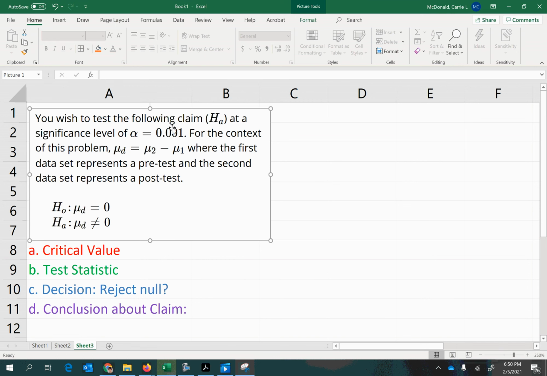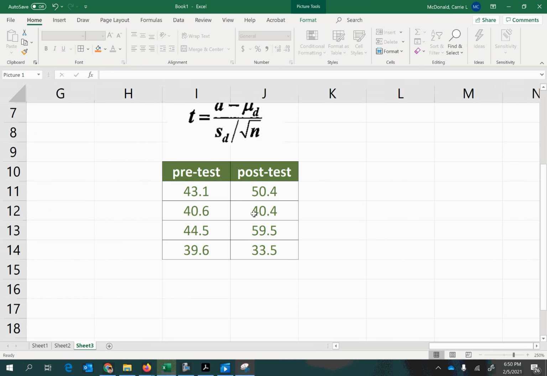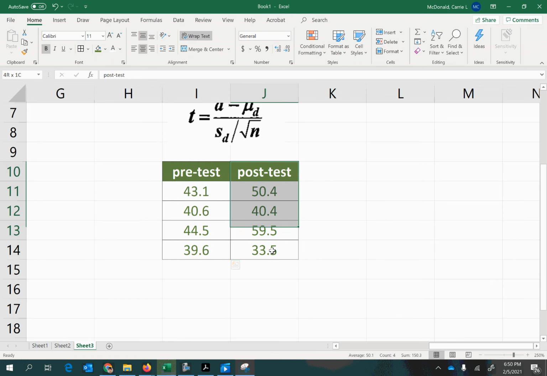You wish to test the claim at a significance level of alpha equals 0.001. For the context of this problem, the mean of the differences is the difference between the mean of each collection of pairs. In other words, I think it would be better to understand what we're looking at here if we look at the data. We have pre-test scores and post-test scores.